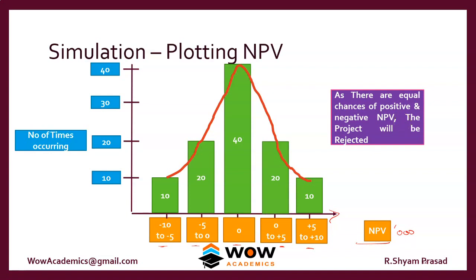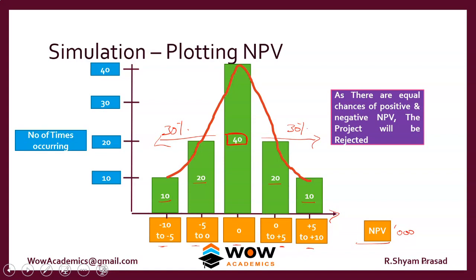There's a 30% chance this will occur. 10 plus 20, 30. There's again a 30% chance these things will occur, and there's a 40% chance it will be 0. So it is giving us outcomes equally. If we choose this project, there's a high chance we might get a profit and we might get a loss, but there's an equal chance of getting either. So this is not such a good project, so we will reject it.